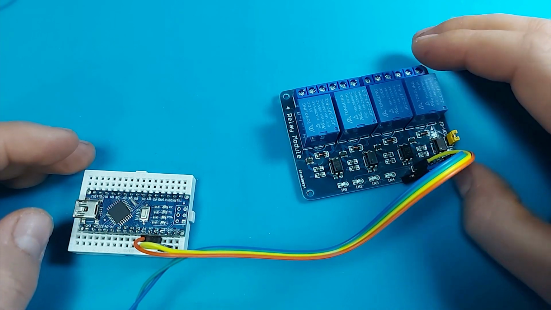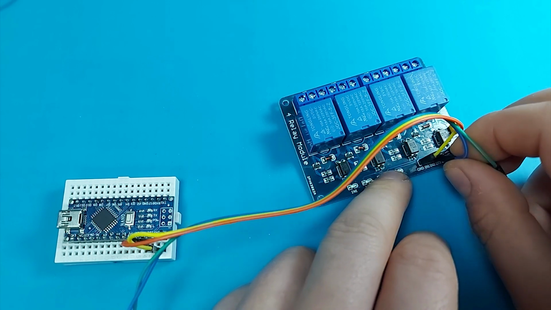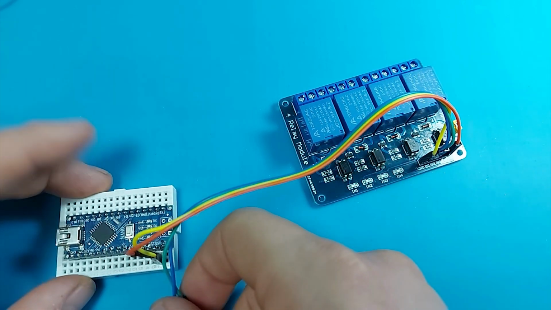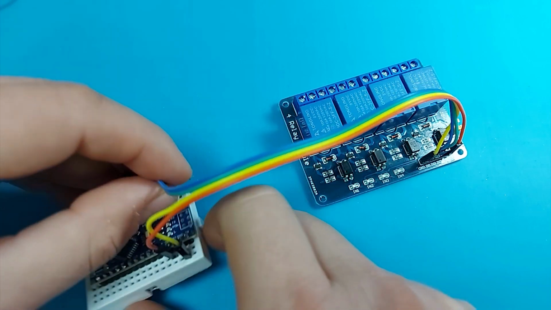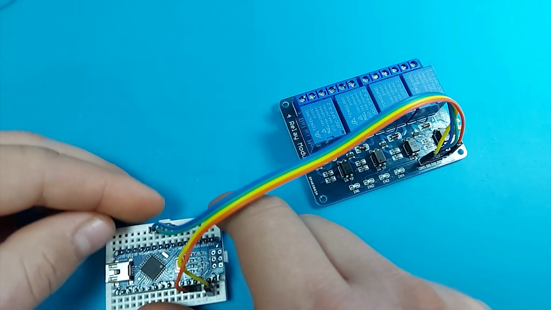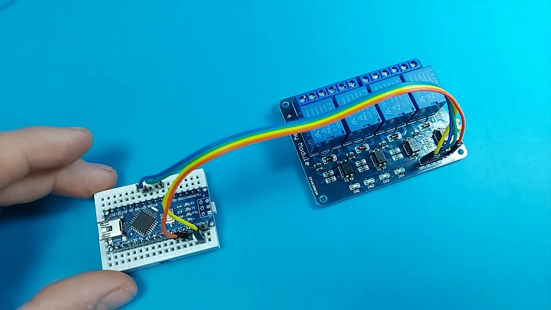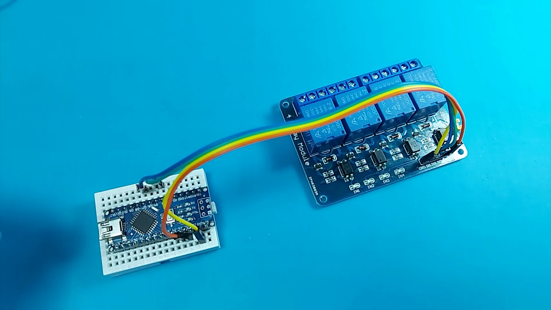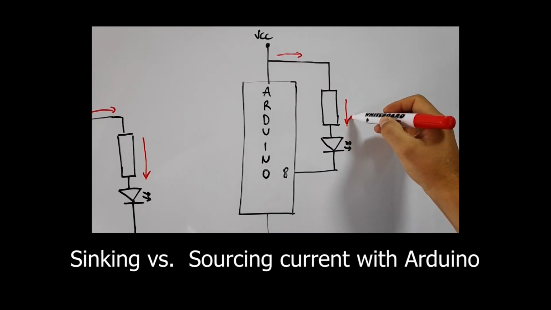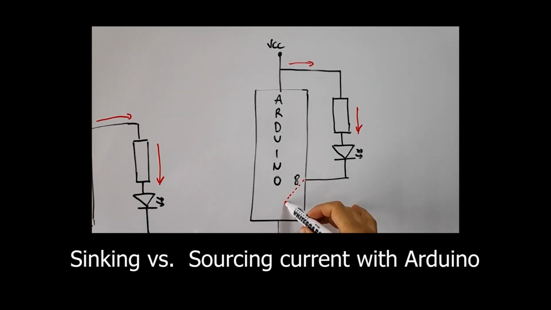Depending on the relay module internal wiring, they can either be driven high or low. Being driven high means that we need to apply logical high or VCC on its input so we can turn the relay on. Contrary to that, if a relay module is driven low, we need to connect its input pin to the ground so we can turn on the relay. This changes if we are sourcing or sinking current through the Arduino, and if you want to learn more about it, check my other video on the topic.